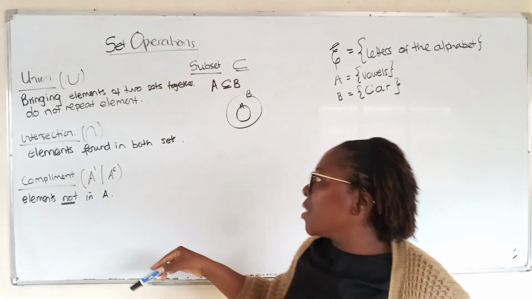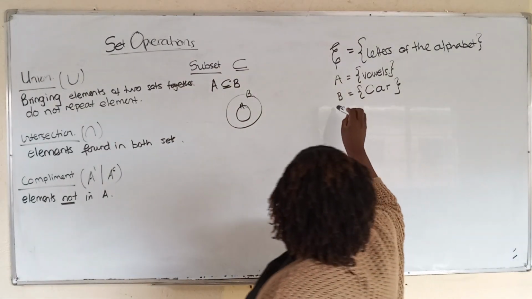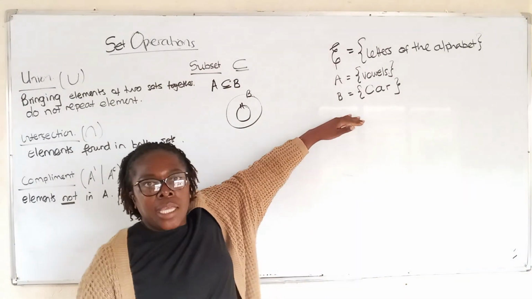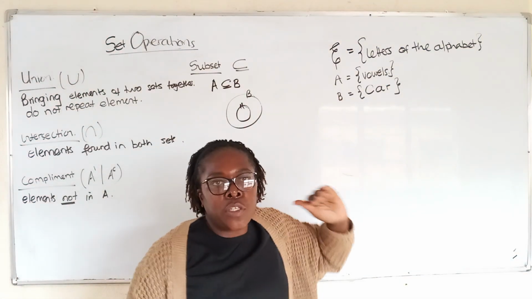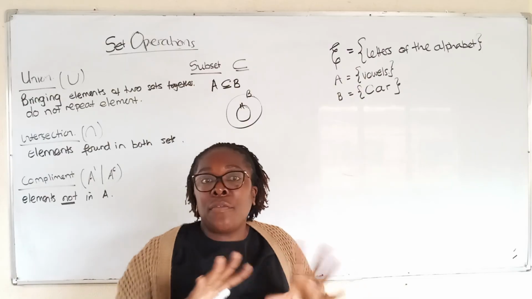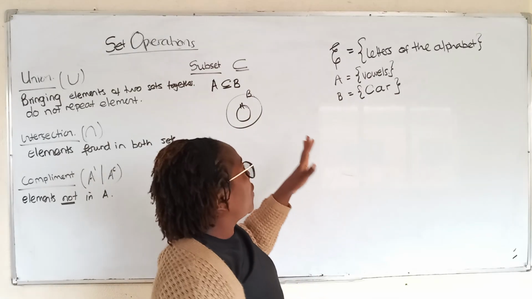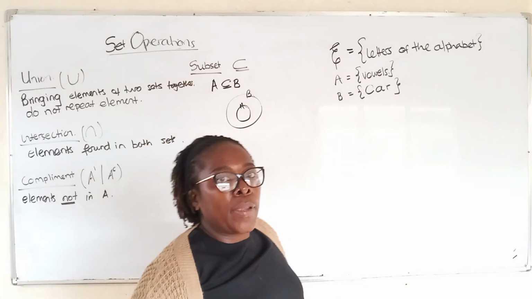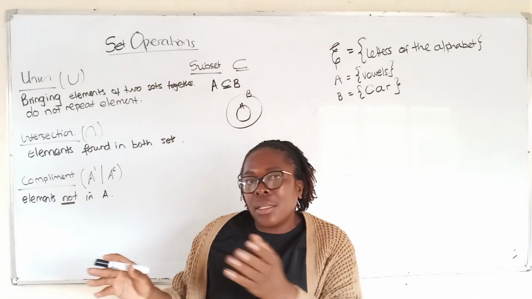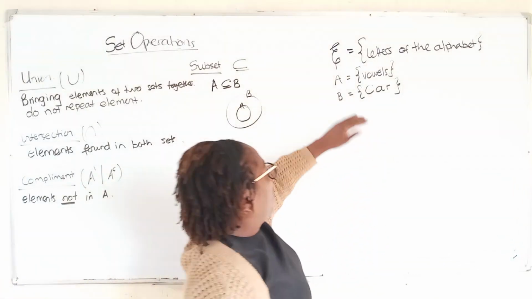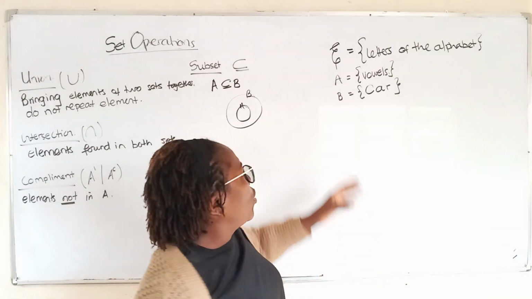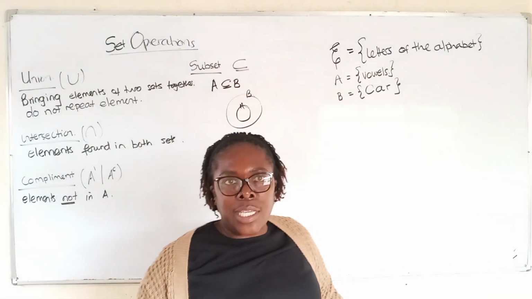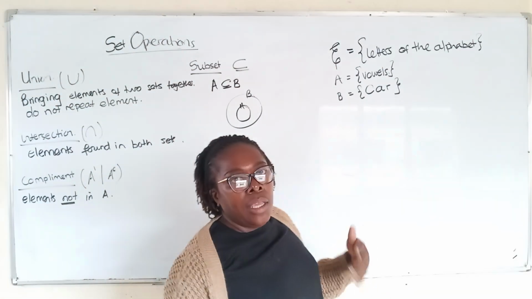To illustrate this concept, I have come with an example here that will help us. So we've got the universal set. The universal set, like I said before, is everything that we have. So the universal set is the letters of the alphabet, that is A, B, C, D, up to Z. And then these two now become the subsets because they are contained in the universal set.